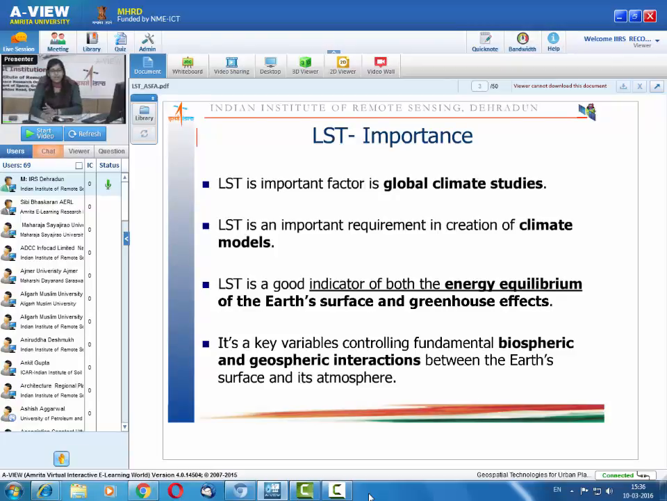Now, why are we understanding what is land surface temperature and why are we studying land surface temperature both at global level as well as local level? It is important because we all know that the climate is changing. Climate can be attributed to various atmospheric factors as well as the surface factors. So there is an interaction between the ground as well as the atmosphere.